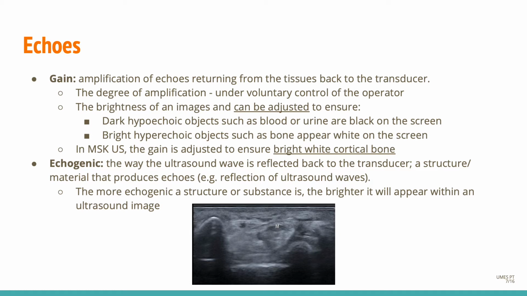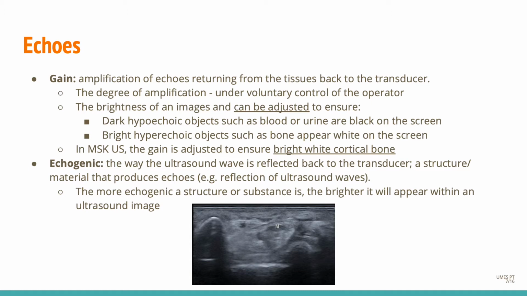So when you're talking about gain, the degree of amplification is under voluntary control of the operator. The brightness of the image can be adjusted to ensure that the dark hypoechoic objects such as blood and urine are black on the screen, and the bright hyperechoic objects such as bone appear white on the screen. In MSK ultrasound, the gain is adjusted to ensure that you have bright white cortical bone.